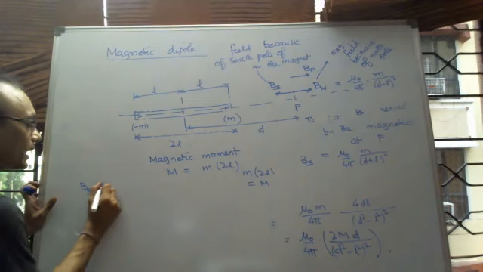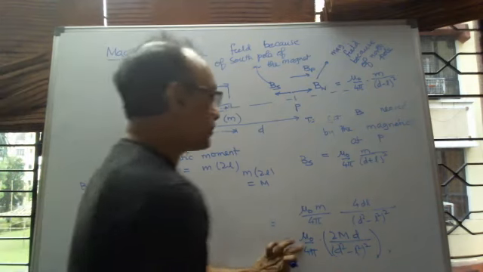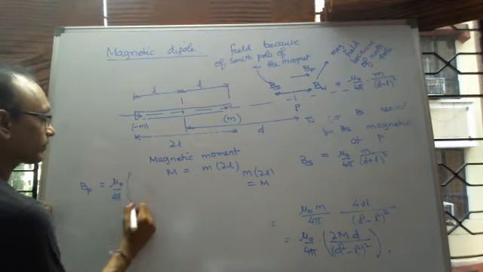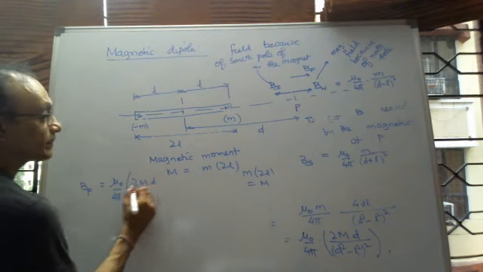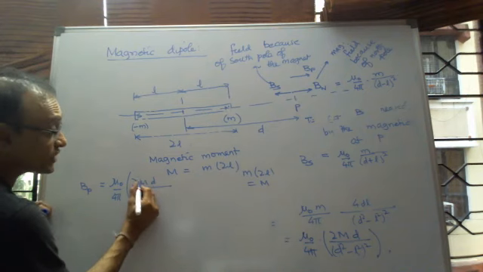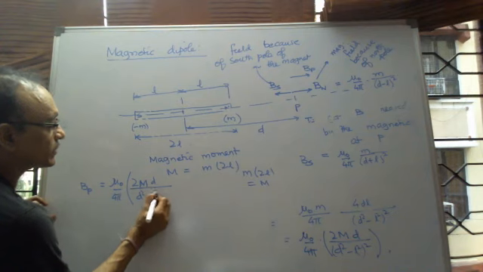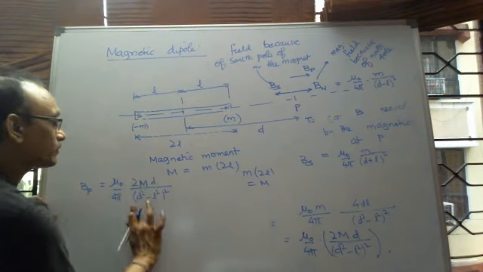And now approx. So this is the result. Mu naught by 4 pi, 2md. M is the magnetic moment, pole strength नहीं, M is the magnetic moment of this bar magnet, d square minus l square, और नीचे का square, right?